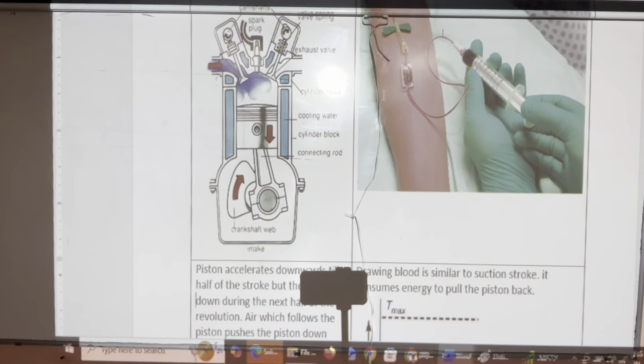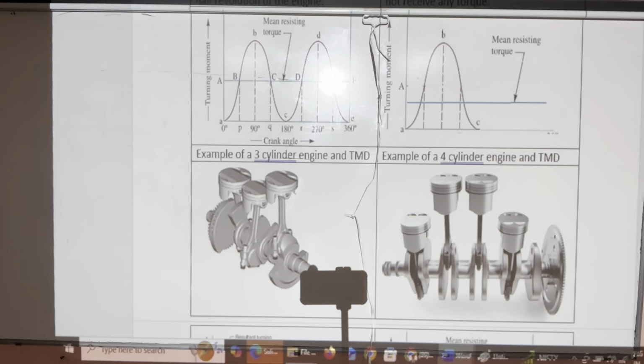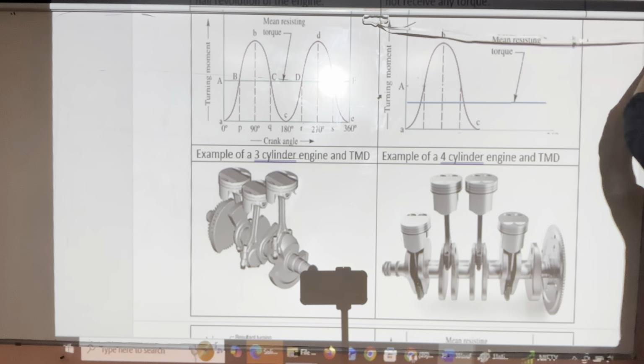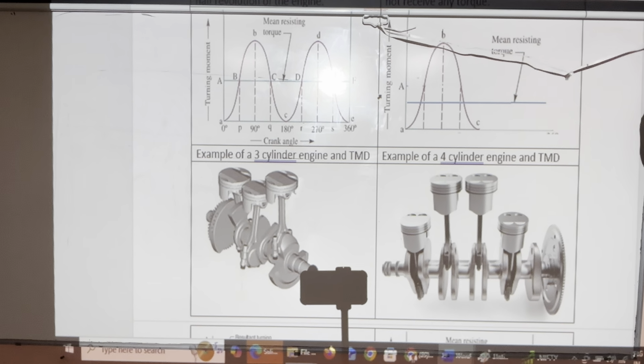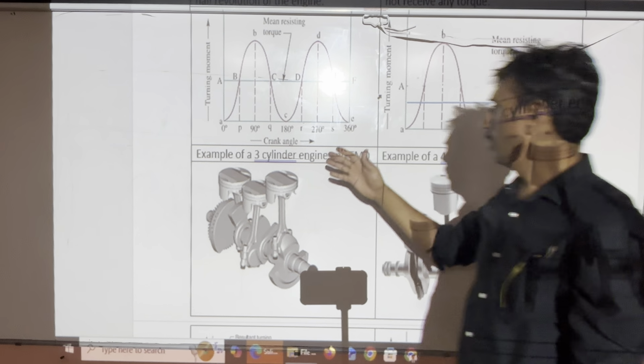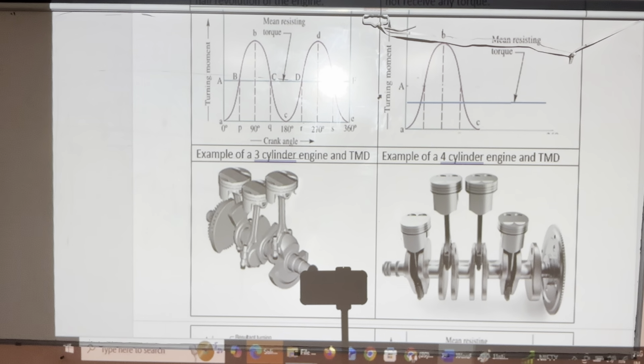So last time we understood how these turning moment diagrams can be drawn for different types of engines, a single cylinder engine and three cylinder engine and so on. So you understood this.